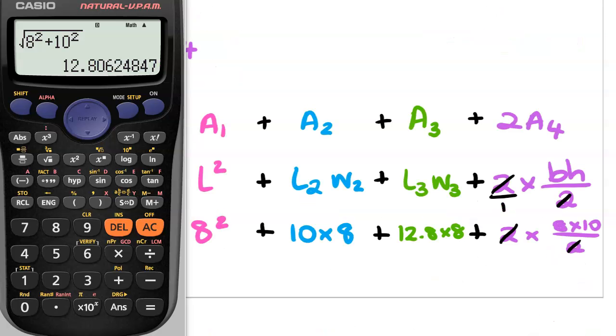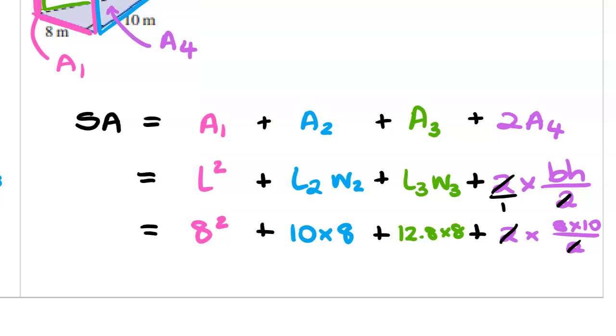Let's put it into our calculator. Okay, I get 326.4. What units would this question have? It's a surface area, so it's going to be meters squared.